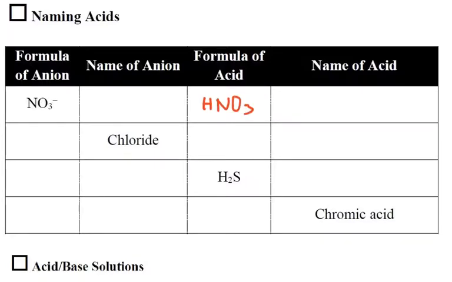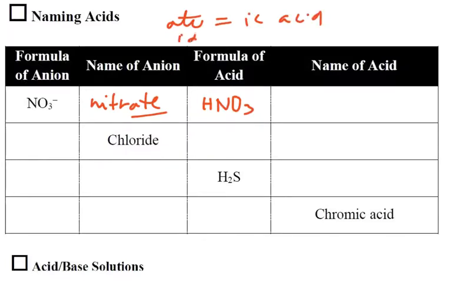Now the name of that is nitrate. And we care about that because it ends in ate. That means the answer, the acid, is going to be ic acid. So remember here, if it's ate, then it's going to turn into ic acid. If it ends in ide, then it's going to be hydro-ic acid. Okay, those are the two big rules. So in nitrate, it's going to be nitric acid.